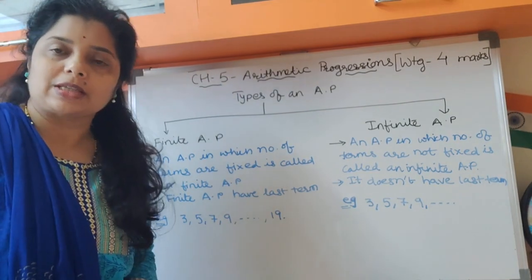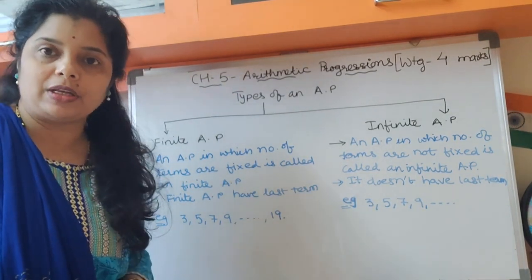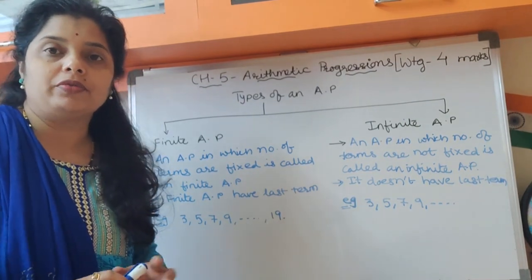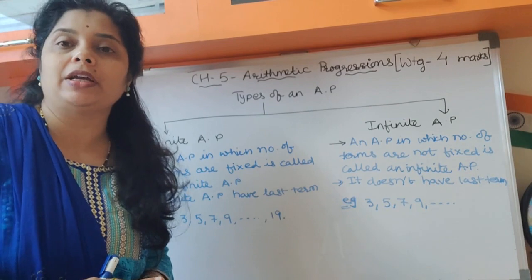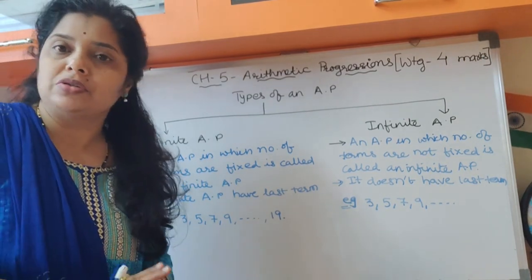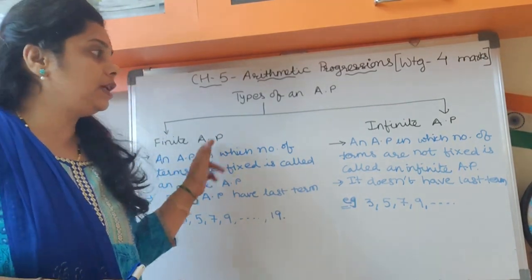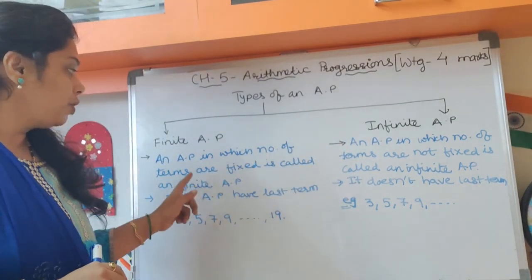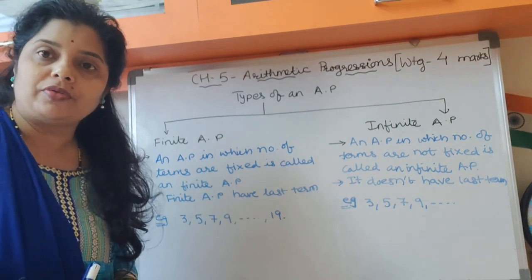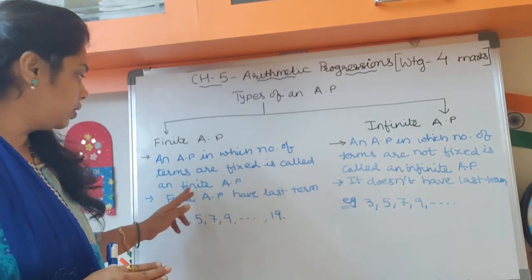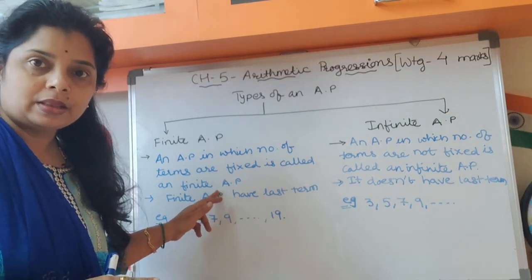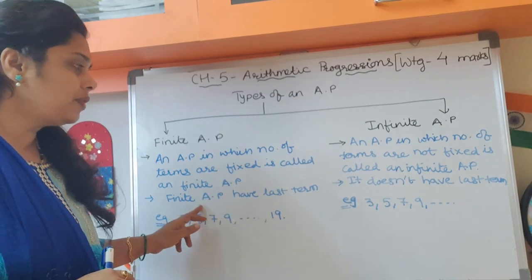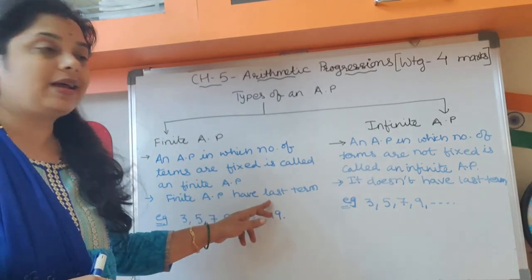Let's move towards the types of AP. There are two types of AP, finite AP and infinite AP. You are already aware of the words finite and infinite. Finite means fixed and infinite means not fixed. So what is a finite AP and what is an infinite AP? The AP in which the number of terms is fixed is called a finite AP, and a finite AP has a last term.